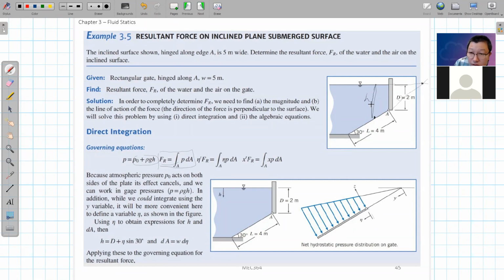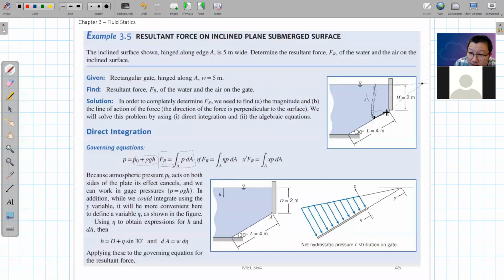So when we calculate for any point, location point here, with depth h, and this length is eta, then we can see that this h will be eta times sin 30 degrees, this length, plus this d, right? So h will be d plus eta sin 30.